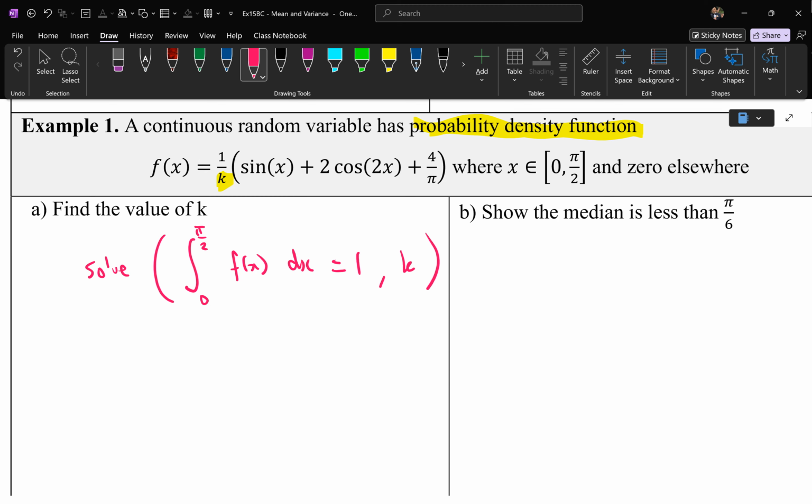Now, why is it 0 to pi on 2? Because they said the interval 0 to pi on 2 is where this function exists. That's the domain. But if it's a probability density function, then all those x values for that curve, the area underneath it has to add up to 1. So that's why Pat said it's the integral between 0 to pi on 2 for this curve, it needs to equal 1. Solve for it because we're trying to find k. Now, if you did that, the k should equal 3. Just because I did it before, k should equal 3 if you did it on your CAS.